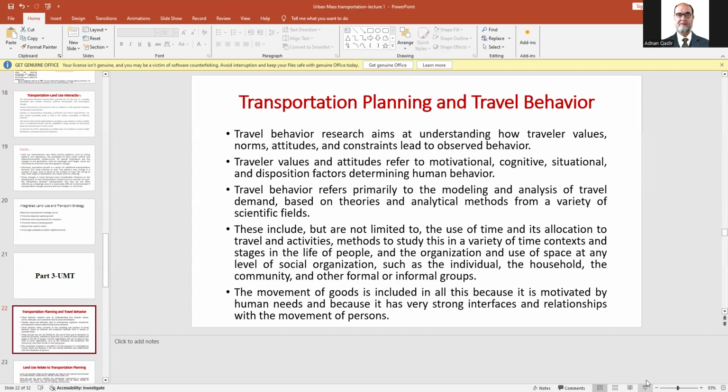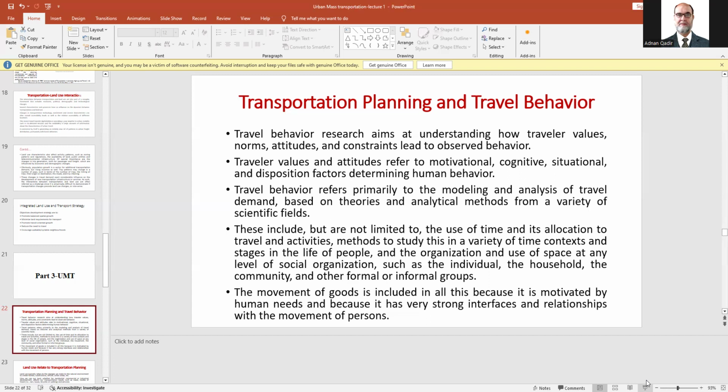Knowing the traveler behavior contributes a lot to the modeling and analysis of travel demand based on theories and analytic methods from a variety of scientific fields. These behaviors include, but are not limited to, the use of time and its allocation to travel and activities. For example, school-going students have their own time, and they may have some other activities, like in our environment, they go to tuitions or do some sports events and like that.